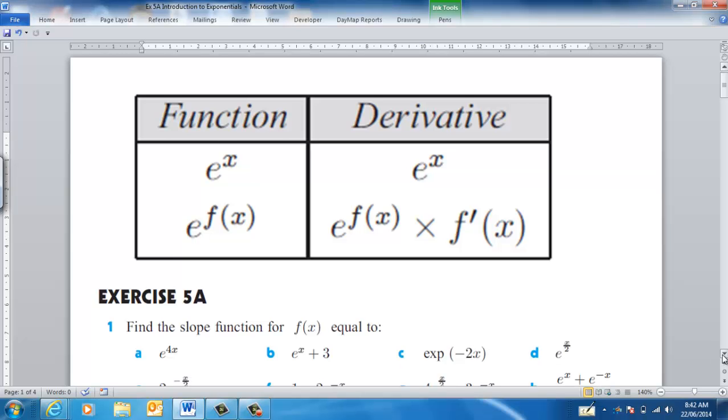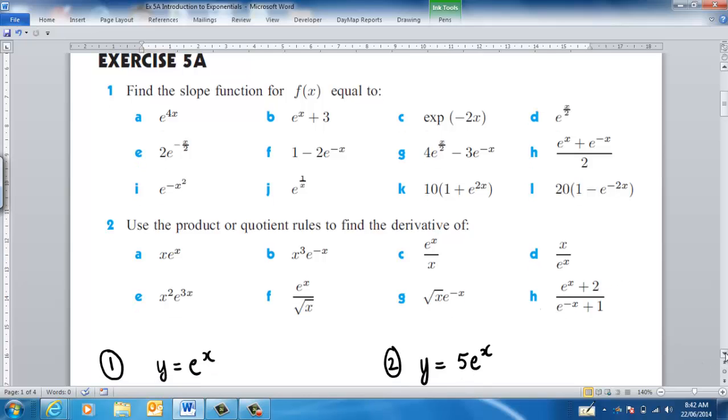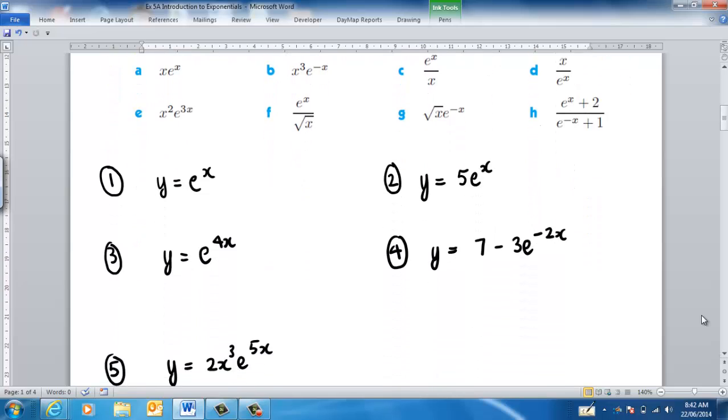Obviously, if you're looking at exercise 5A, the key thing is you have to remember everything that you've done in calculus already, all the rules still apply. In fact, I think you'll find this stuff here is actually a lot easier than what you've been doing. So let's just do some anyway and get the idea of what's going on.